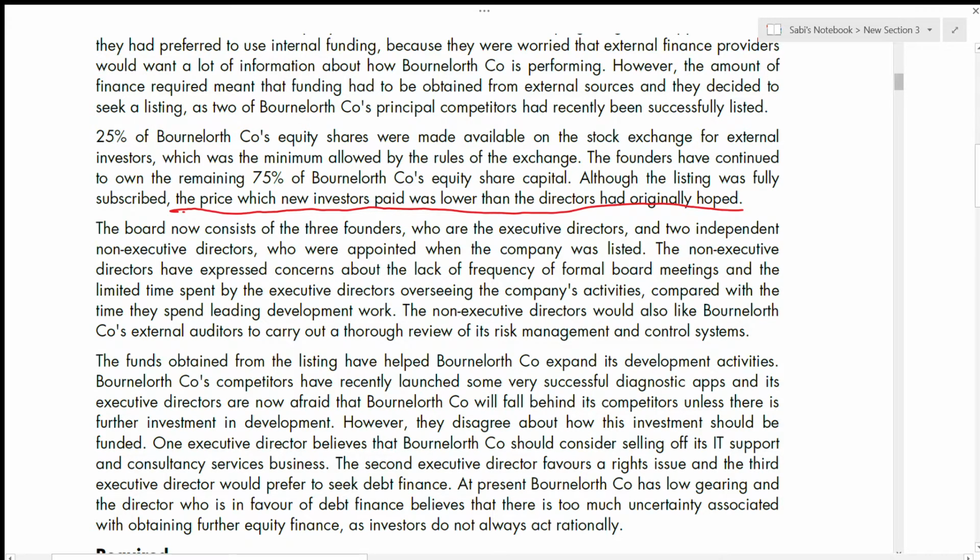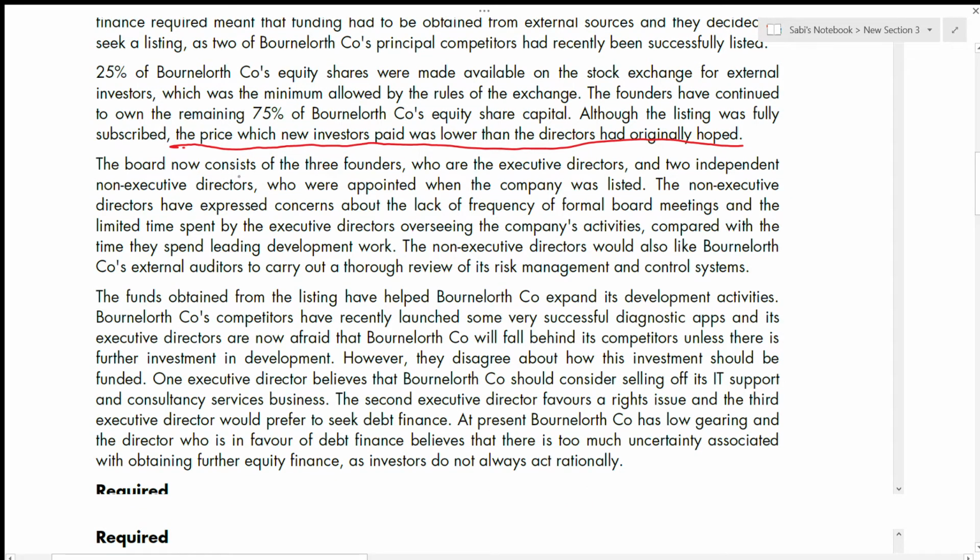Right? The board now consists of three founders who are the executive directors and two independent non-executive directors who were appointed when the company was listed. Right? The non-executive directors have expressed concern about the lack of frequency of formal board meetings. So one is the lack of frequency of formal board meetings and the limited time spent by executive directors. So limited time by executive directors.